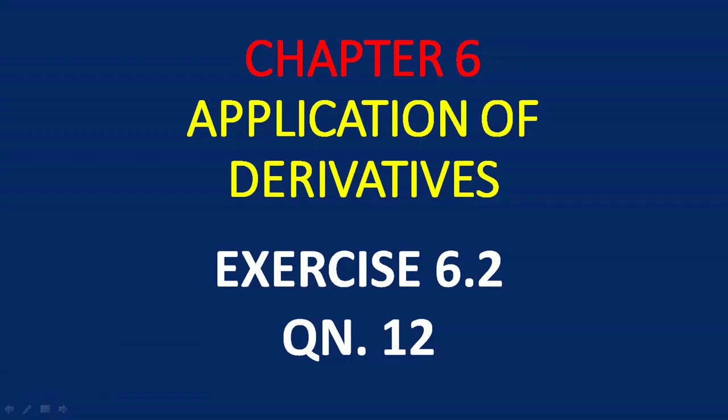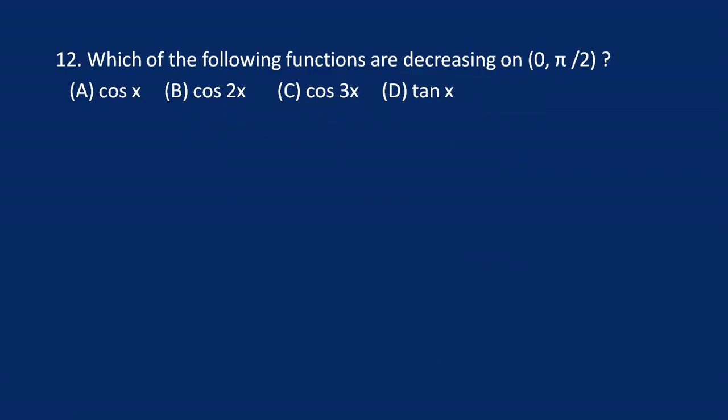Chapter 6 Application of Derivatives, Exercise 6.2, Question number 12. Which of the following functions are decreasing on 0 to pi by 2? A: cos x, B: cos 2x, C: cos 3x, D: tan x.